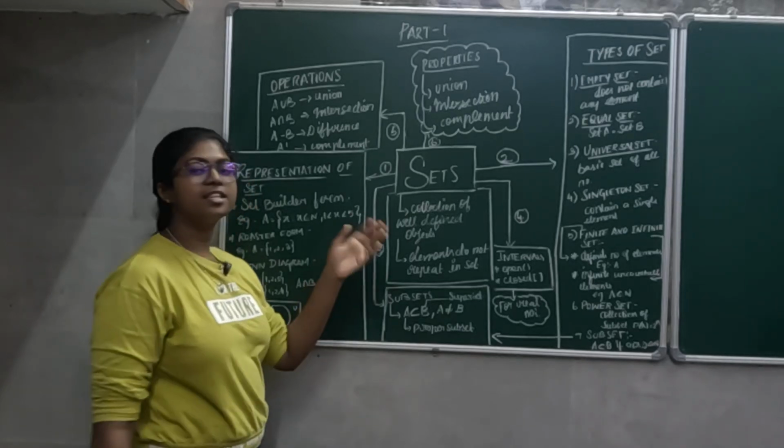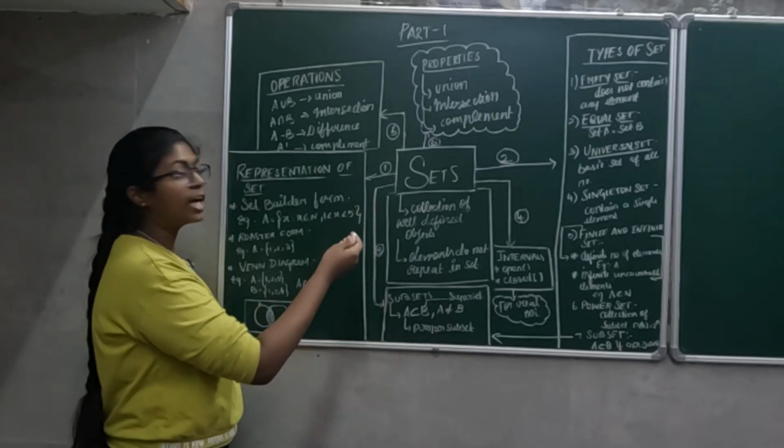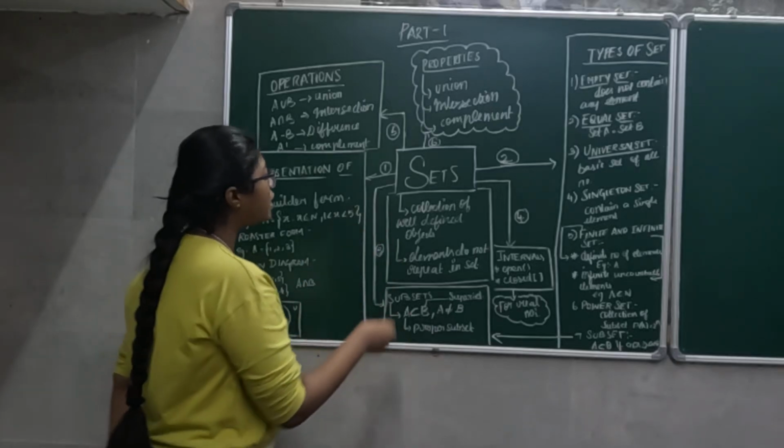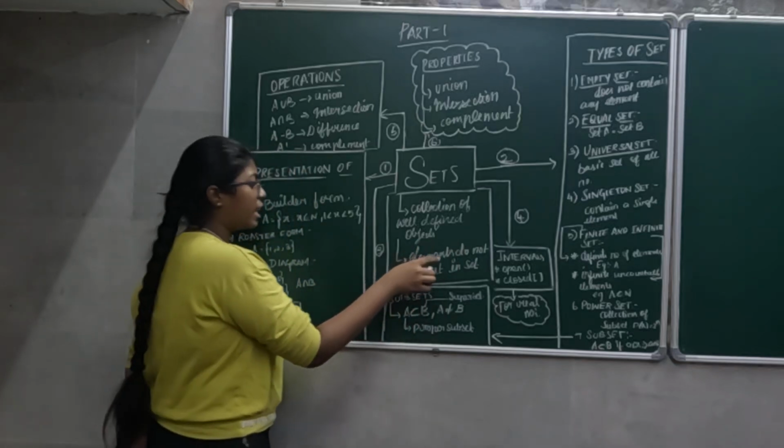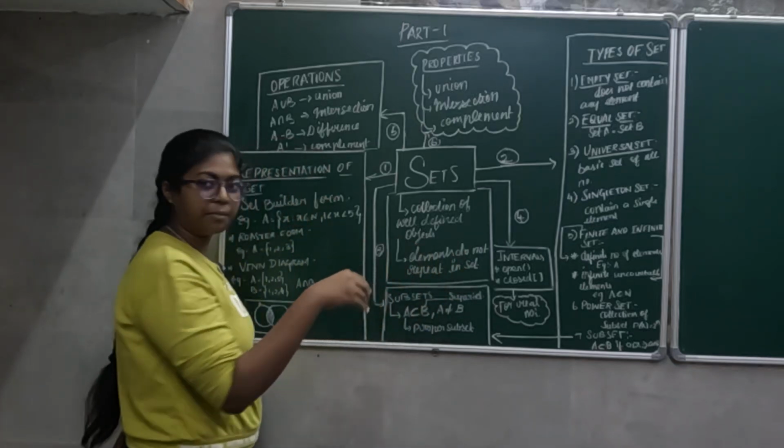So today we're going to see the sketch note for sets. This is part 1 of the sets sketch note. First, what is a set? It is a collection of well-defined objects. Then, in a set we cannot repeat an element.